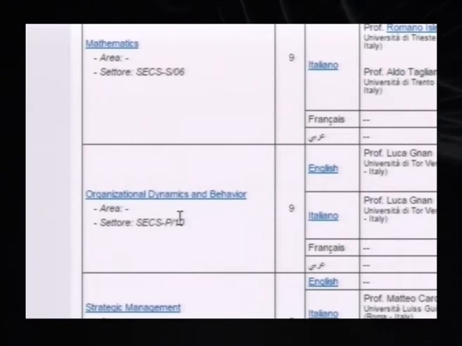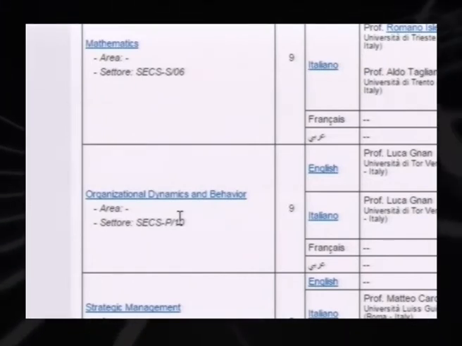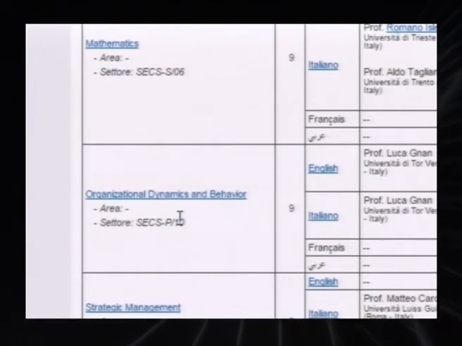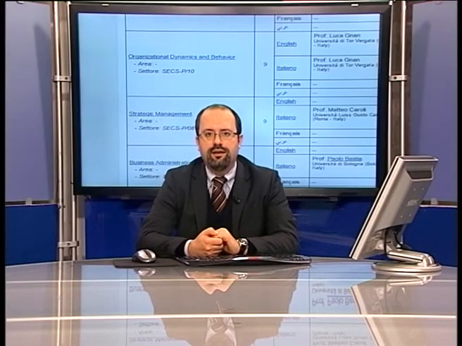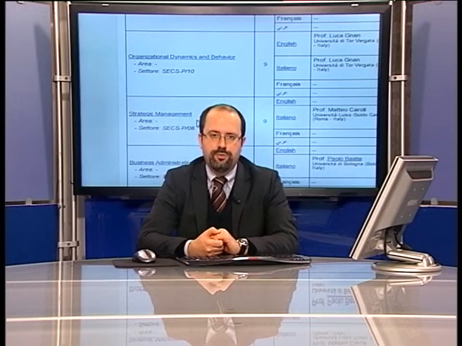Then we have 2 courses based on the management approach. One is organizational dynamics and behavior. This course is about the organizational dynamics in business companies. And the other management course is about strategic management. Strategic management is a course involved in the strategic approach in the business area, and it's related to private firms, but also to non-profit and public firms.